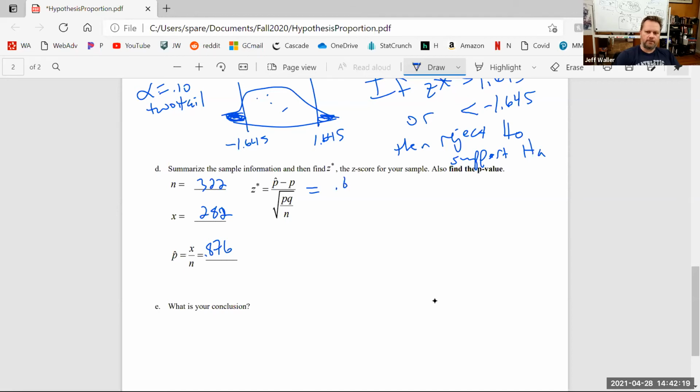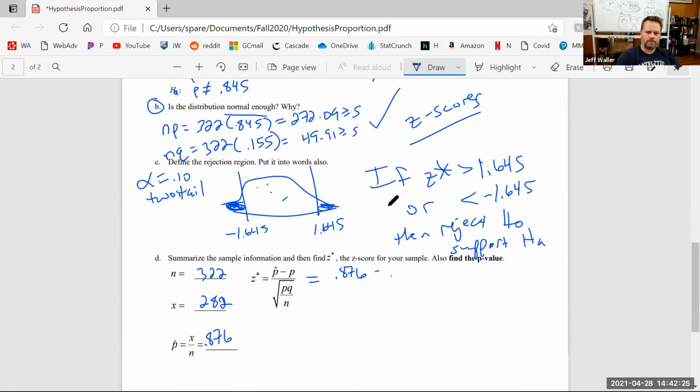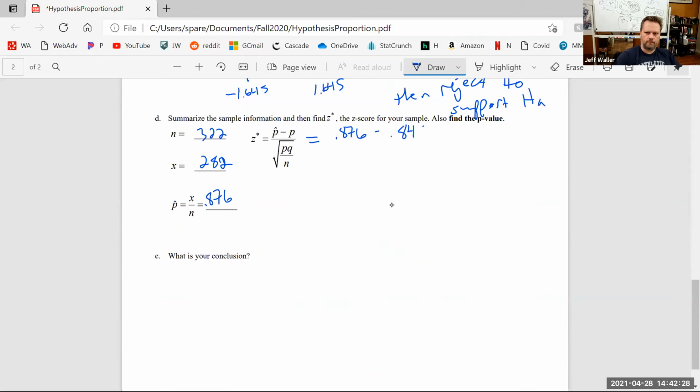So let me catch up to you guys. It'll be my data minus the one from here, divided by the square root of 0.845 times 0.155 over 322. So let's see what we get here. This is a real easy one to get in the calculator wrong. I think I did it right.